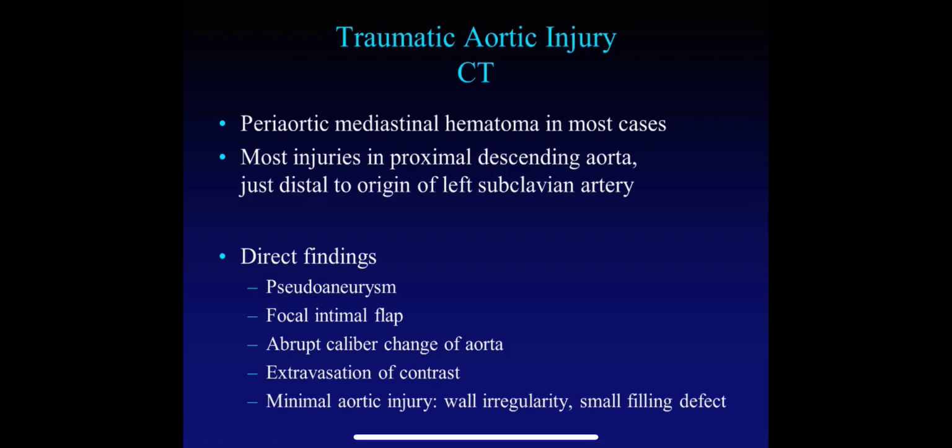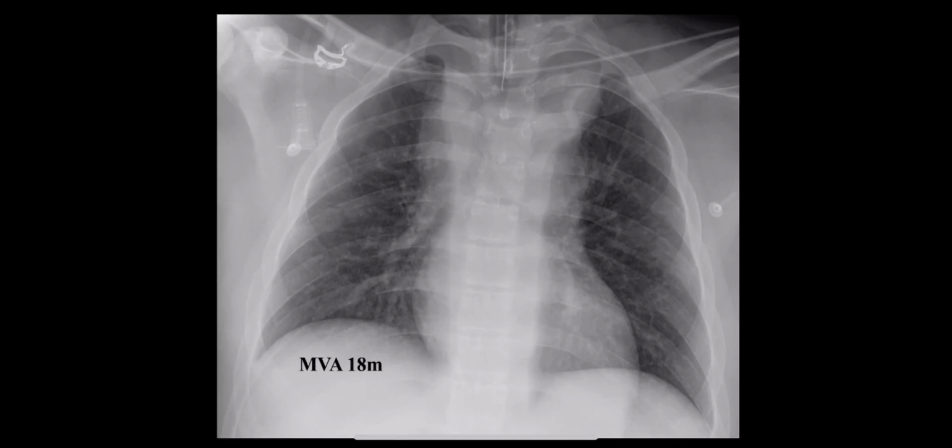Pseudoaneurysm is the classic finding in traumatic aortic injury. One may see a focal intimal flap. There may be abrupt caliber change of the thoracic aorta. Occasionally one will see extravasation of contrast, indicating a significant surgical emergency in a traumatic aortic injury. And the more recently described is minimal aortic injury, where one might just see some subtle wall irregularity or a small filling defect within the aortic lumen. So let's look at a few cases.